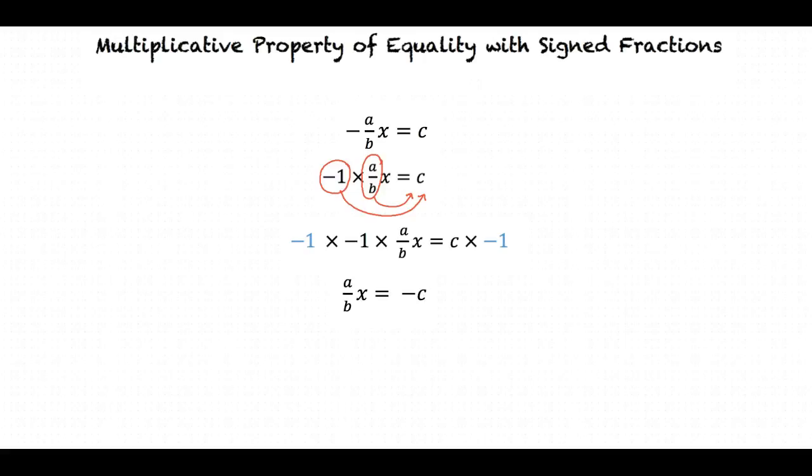We are going to use this property to isolate the x by multiplying both sides of the equality by b over a, which gives us b over a times a over b times x is equal to -c times b over a. This expression simplifies down to x is equal to -c times b over a, which is our final answer because we have successfully solved for the variable x.